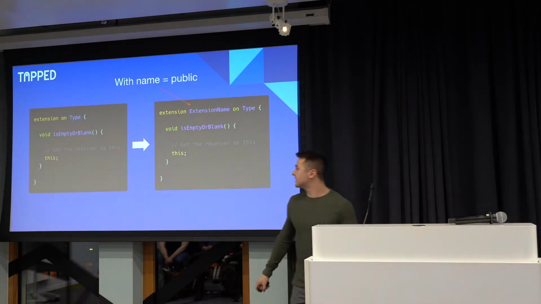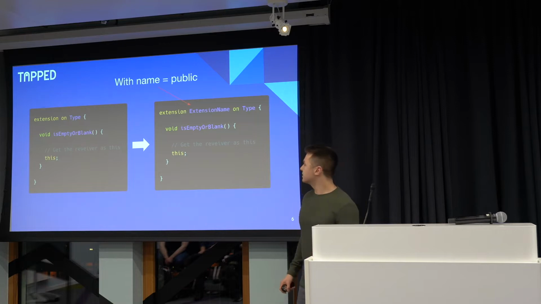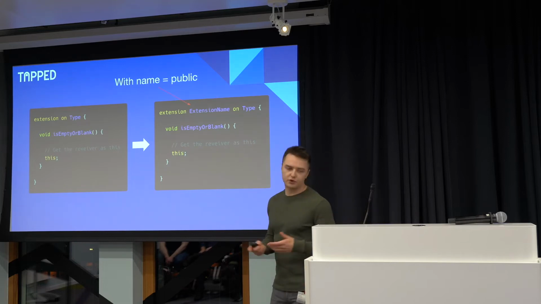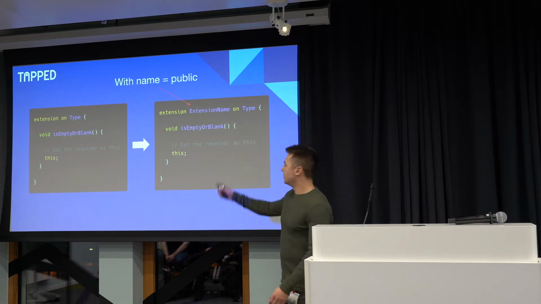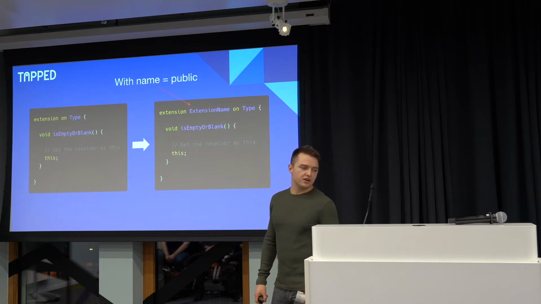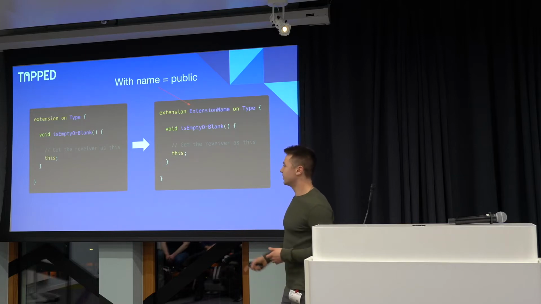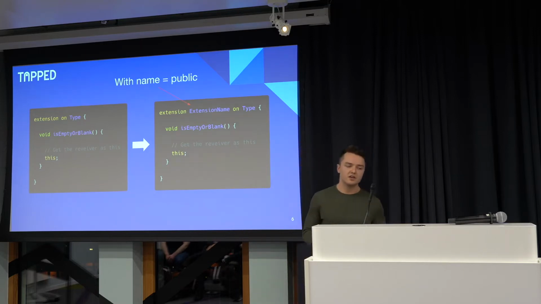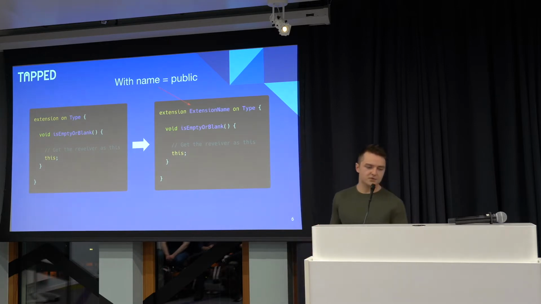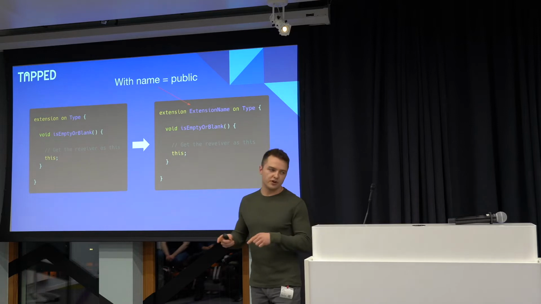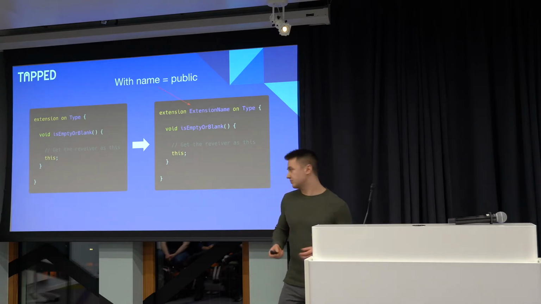You can see on the left side there is a basic extension syntax. You have the extension on keyword. You write extension on, then your type. So for example, bool, string, whatever. And you have your function itself, and you get the receiver as this. So if you define it on a string, and you call it on a string, for example, like that, isEmpty or isBlank, you get the string before the dot as this.